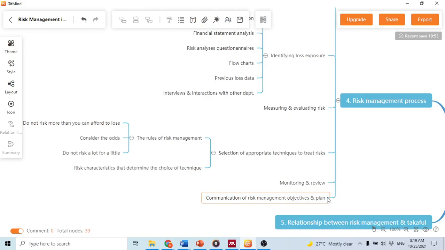So if communication is not being conducted or given emphasis by the organization, this is the problem. The objective of the plan could not be achieved. And if the objective could not be achieved, it will lead to the risk faced by the organization still existing.